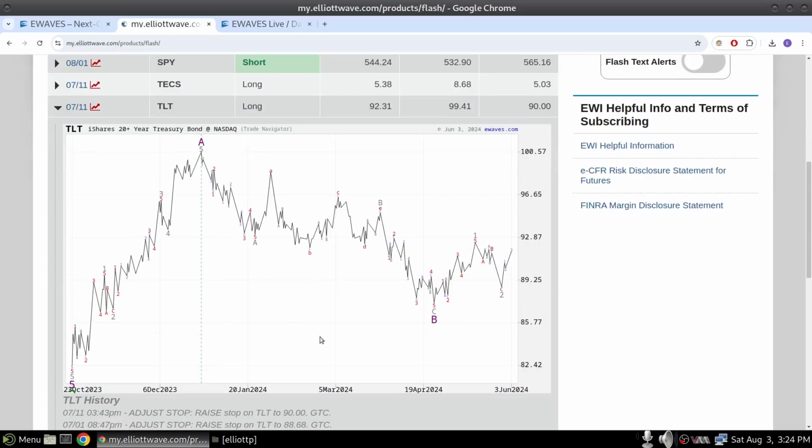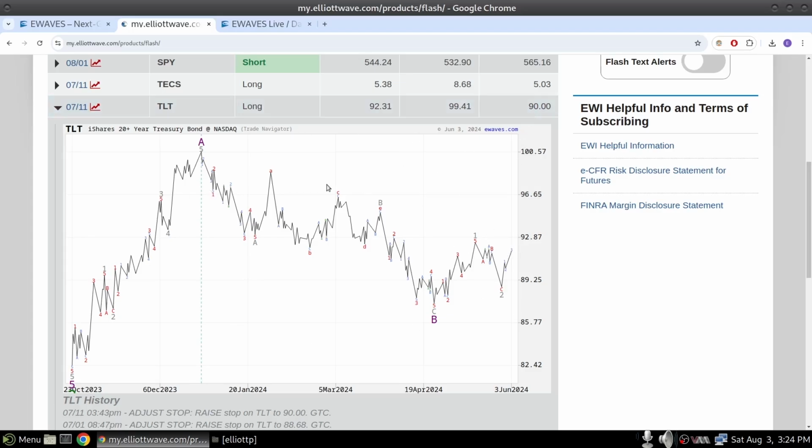Now, before we discuss the details of the wave count, the first thing I want you to notice is just the date on this. This is copyright June 3rd, 2024. The last date of update was June 3rd, 2024. That's because this was the setup that we used to actually put this recommendation on.